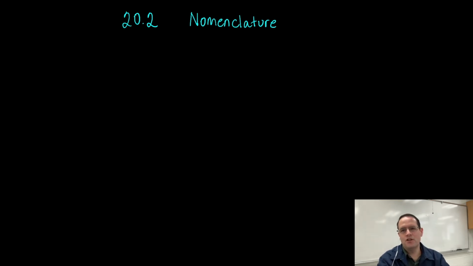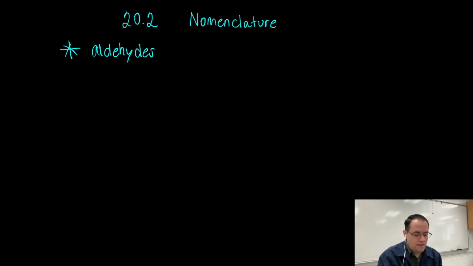This is section 20.2 in Klein's organic chemistry textbook, and we want to talk about the nomenclature of aldehydes and ketones. So let's first tackle aldehydes. Now, aldehydes and ketones are named very similar to alcohols.